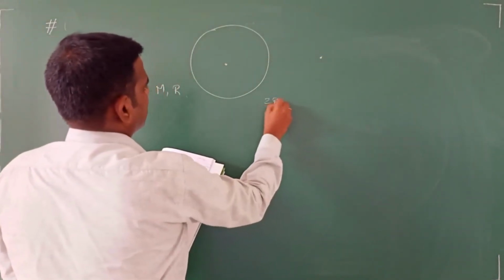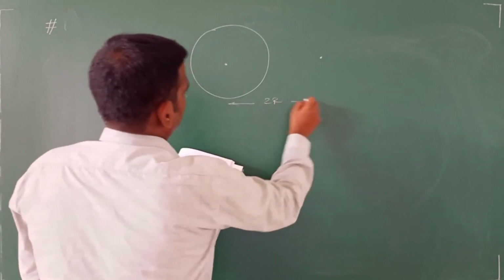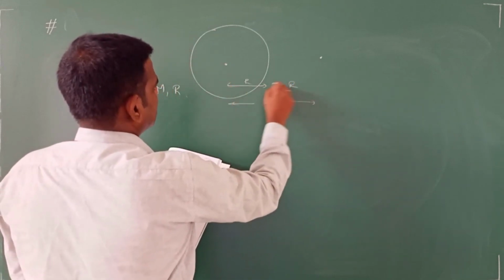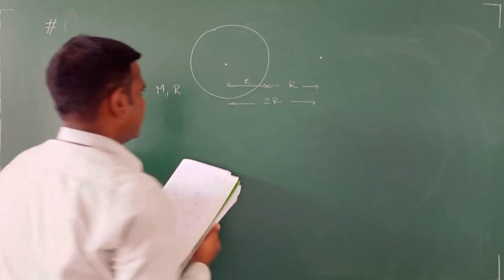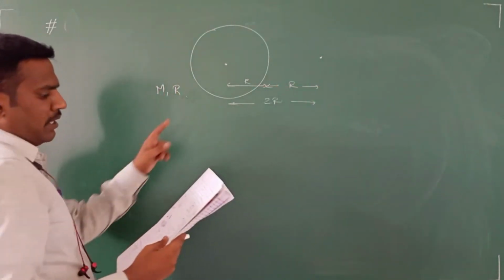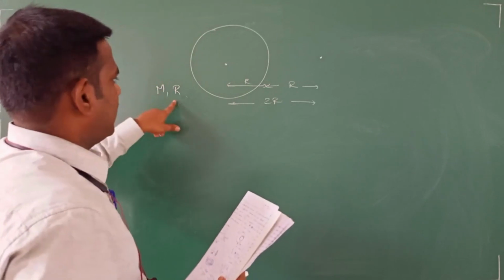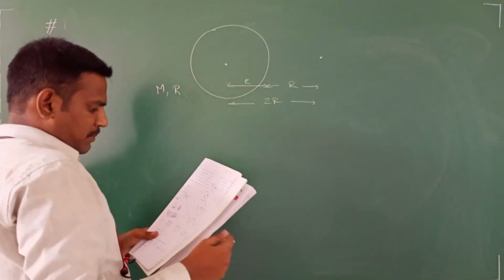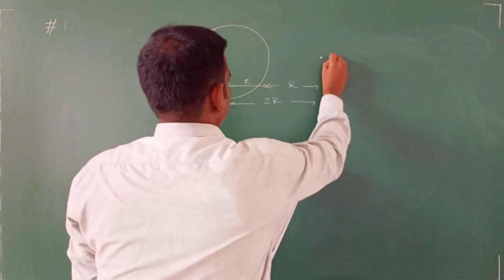So this total distance is equal to how much? 2R. And from here to here the distance is how much? R. So this distance outside is how much? R. Okay, now it is like this. One solid sphere having mass M and radius R, and this is a point mass, having the value small m.